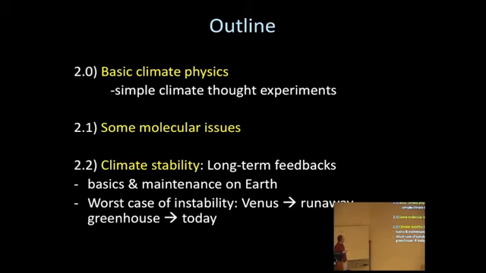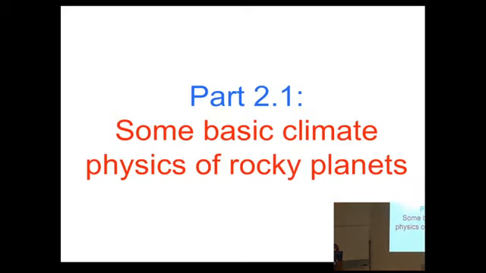And then finally I'll talk about climate stability, so long-term feedbacks that maintain a stable and habitable climate on the Earth, and then also a particular case when things go wrong, which is the worst case of instability probably, which is a runaway greenhouse, which illustrates some of the issues of radiation that I'll talk about earlier.